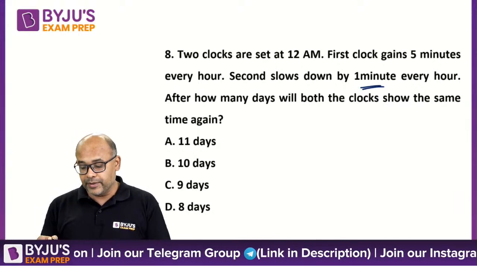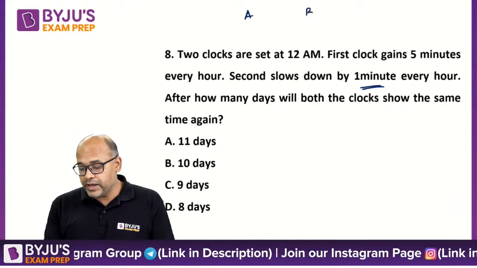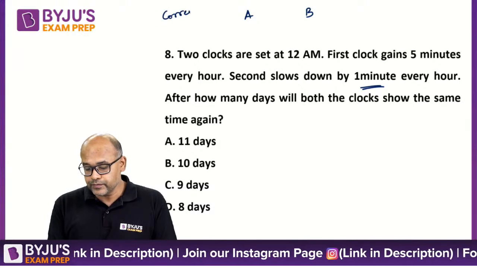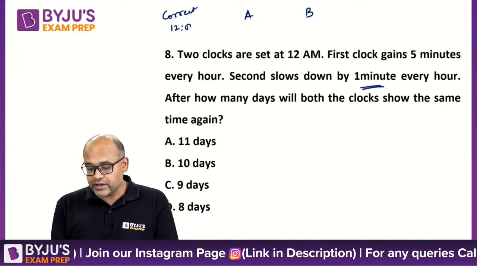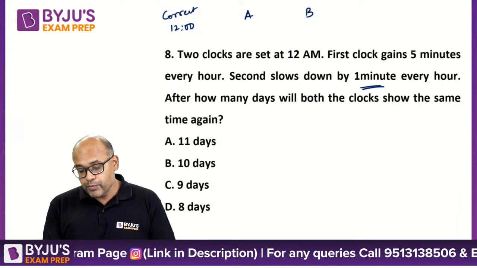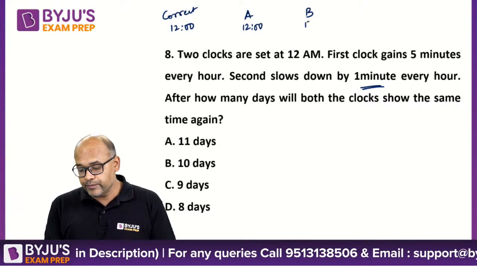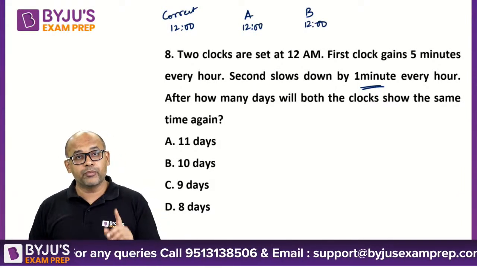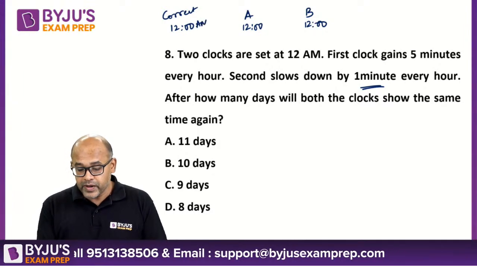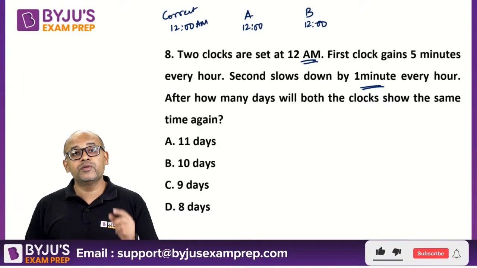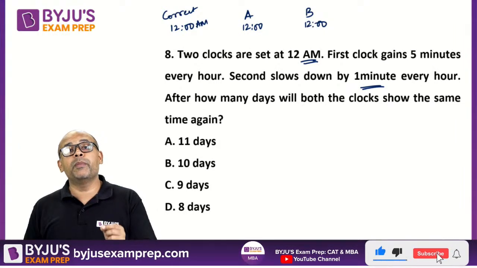So let's take an example. Clock A, clock B, and this is correct. So let us say at 12 o'clock, just as an example, 12 a.m., both are showing exactly 12, right? They are both showing exactly 12 and it is a.m. Remember, when they say a.m., there is an a.m.